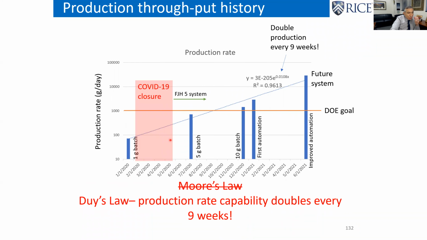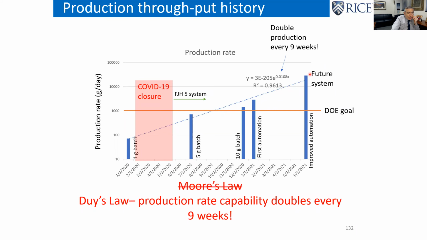This has been our rate of growth. You've heard of Moore's Law. Well, this is Dewey's Law. This is the student who developed this. Our production rate capability doubles every 9 weeks. So every 9 weeks, we're doubling our production rate. This is where the Department of Energy wanted us to be. We can do that. We can deliver that.